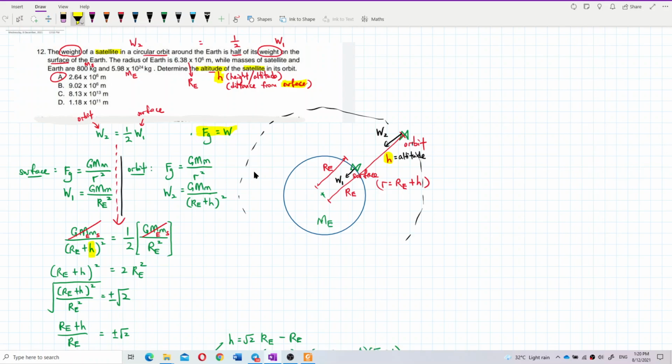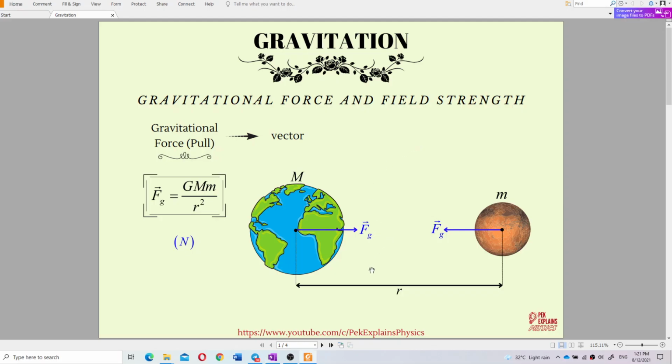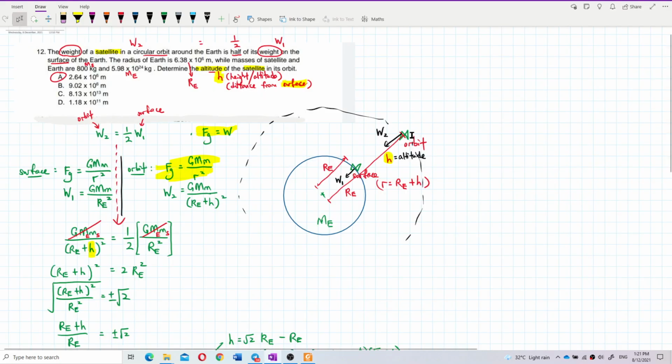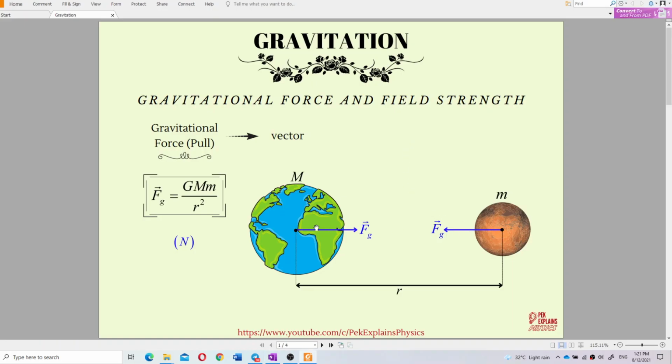So we're going to use this formula, Fg equal to GMm over r square, to solve the question. At the surface it's just the radius of Earth, but if at the altitude, at the orbit, we have radius of Earth plus altitude h. Don't forget you need to add the radius of Earth because we are going to the center, not just to the surface. r is the distance from center to center, so we need to include the radius of Earth. For this case, it's a satellite, so we don't have the radius of the satellite, I just have the radius of Earth.